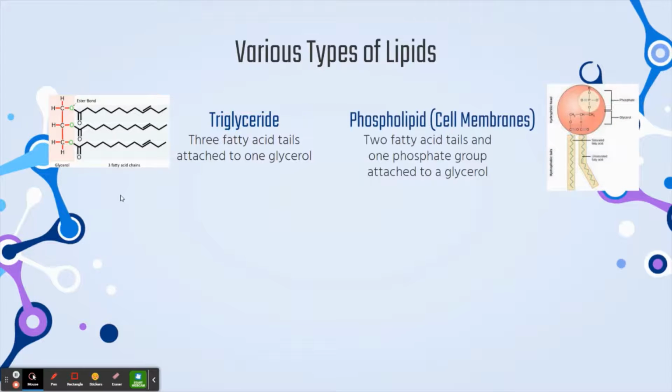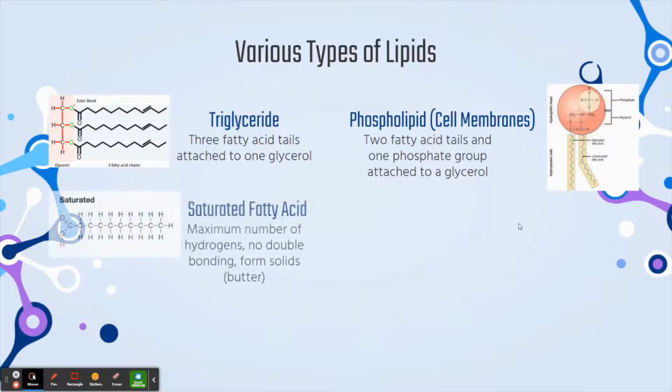However, when there are only two of them, it can have 2 fatty acid tails, and on the third part, there's a phosphate group attached to it, which is where we get the phosphorus, and it is attached to the glycerol. A lipid can be saturated, which means that there's a maximum number of hydrogens and there will be no double bonding formed. So you can see that this is completely straight lines. And since it is all condensed like that, it will form solids at room temperature usually.